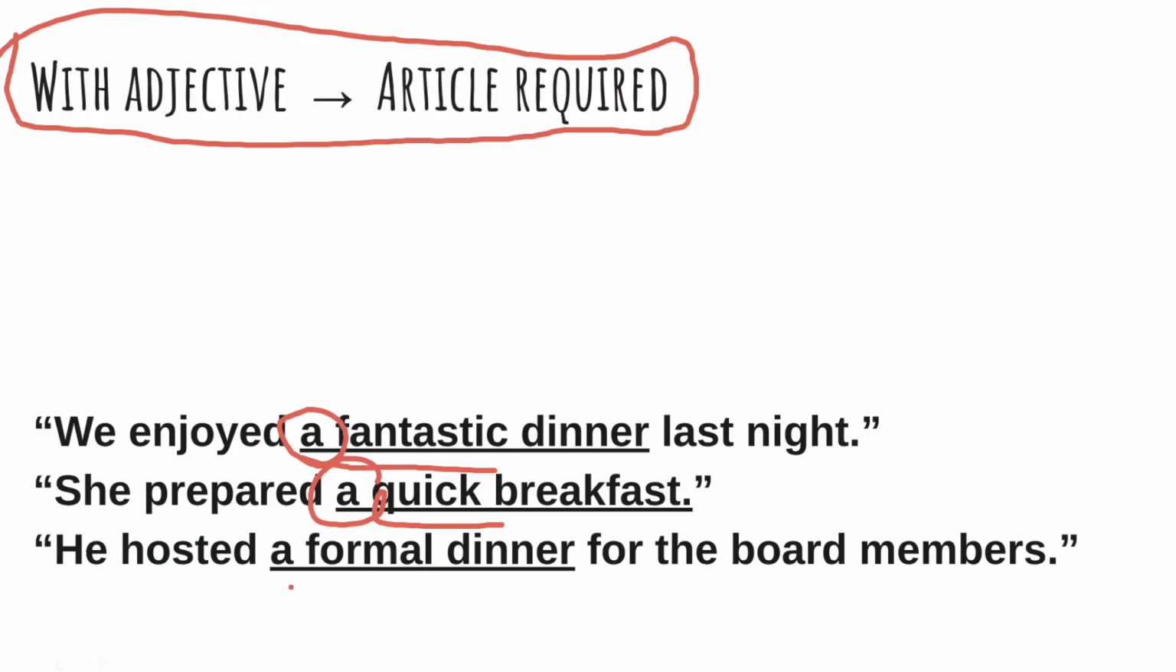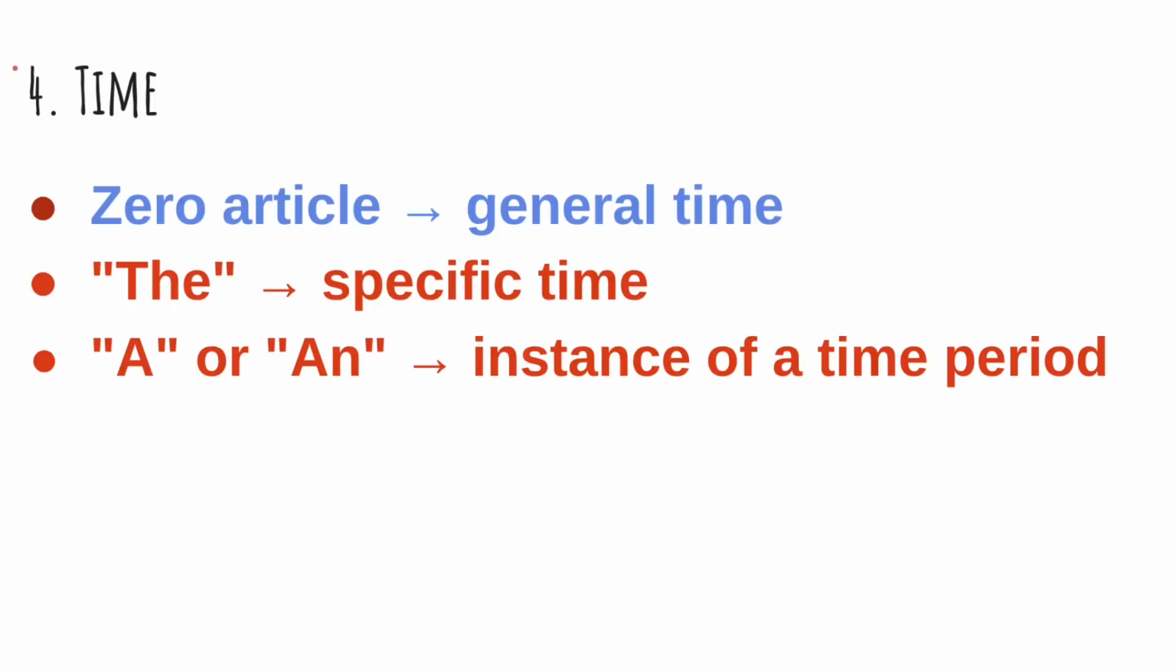In each of these, the article is required because we're not talking about a general routine. We're talking about specific meals as events. 4. Time expressions. Let us now turn our attention to another important context where the zero article is frequently used, time expressions. English time expressions can be tricky as they often rely on fixed usage patterns. Sometimes we use zero article, sometimes the, and occasionally a or an, depending on how general or specific the time reference is. Let's break this down clearly.